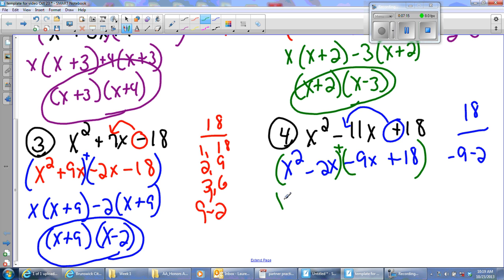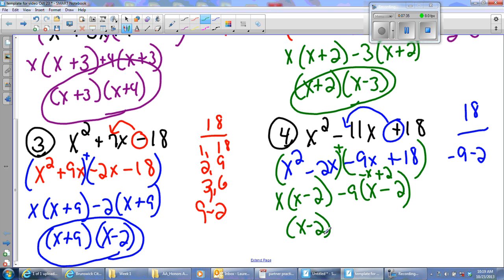Okay, pull out the x. I'm going to pull out a negative 9. Somebody's probably wondering why I pull out a negative 9. Well, if I don't, I'm going to get a negative x plus 2. Both signs are incorrect. I'll pull out a negative 9. All right, x minus 2 is common to both parts. x minus 9, and there you go.